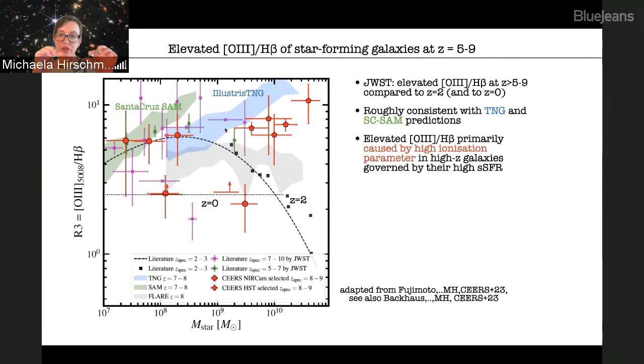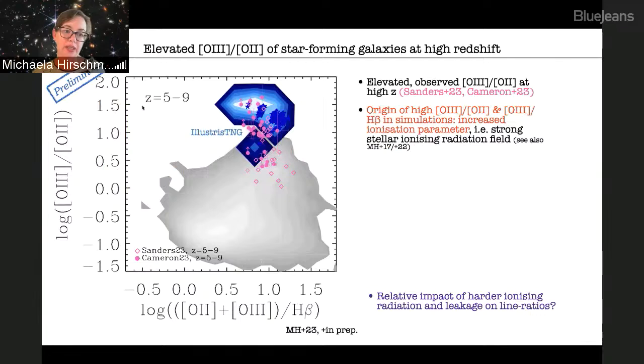Even so, we have somewhat smaller scatter compared to the observations, where we, however, are also still suffering from low number statistics. But in a similar spirit, when we look at, for example, the O3 over O2 line ratio, which is plotted here versus R23, we find that TNG is also predicting for galaxies above redshift 5 significantly elevated line ratios compared to local SDSS populations. And these elevated line ratios seem to be also pretty consistent with James Webb data from the CEERS and the JADES survey, which are shown here by the pink symbols.